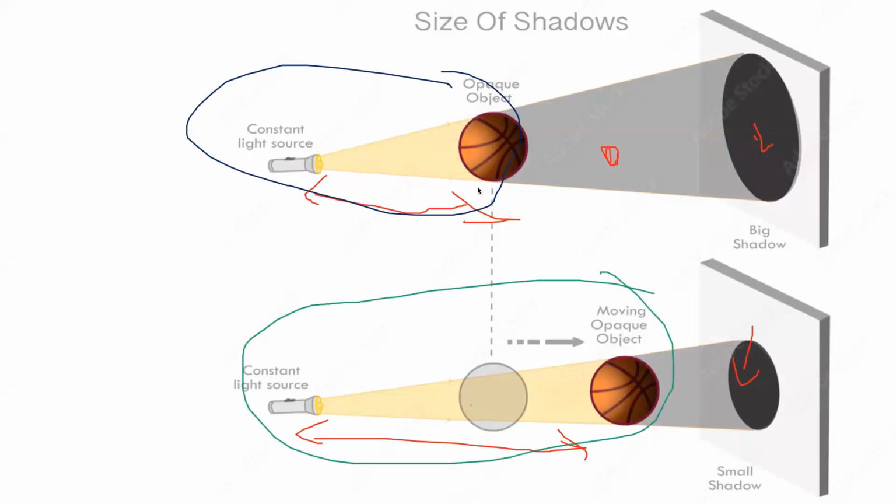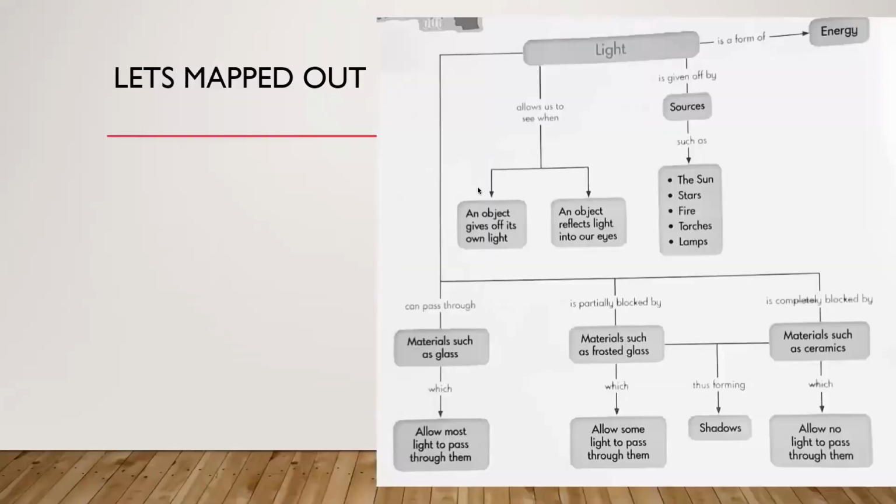Alright. With that, we have roughly covered the chapter on light. Let's map out what we have just gone through. So we know that light is a form of energy.